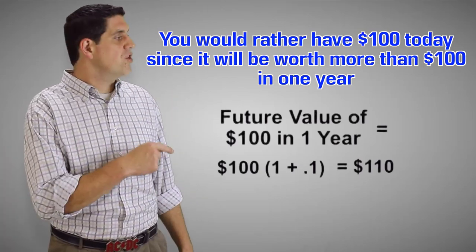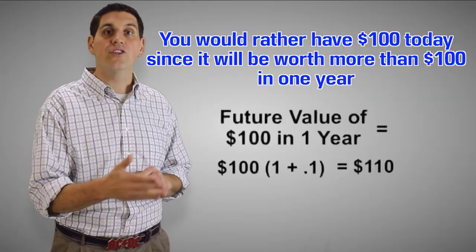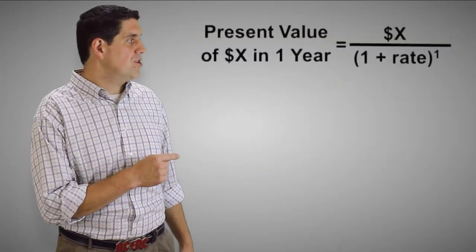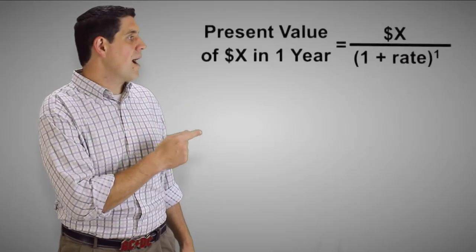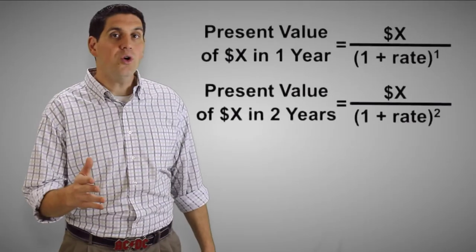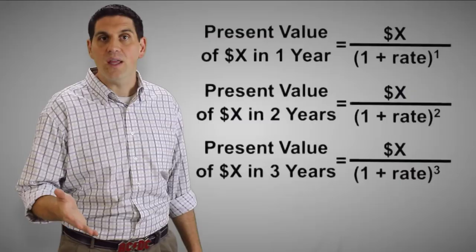Instead of looking at the future value of $100 today, let's look at the present value of $100 a year from now. Well, to get it, you need this equation. The present value of some amount is how much it is in the future divided by 1 plus the interest rate. For 2 years, it would be that amount divided by 1 plus the interest rate squared. And for 3 years, it would be cubed.